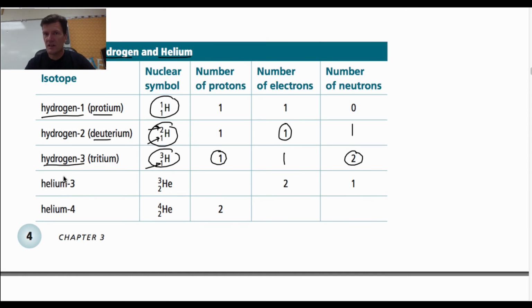Helium, let's talk about the element helium. Helium-3, here's the symbol for it. Bottom number tells us there are 2 protons. The mass is 3, so there must be 1 neutron. And electrons are always going to be the same as the number of protons in a neutral atom.